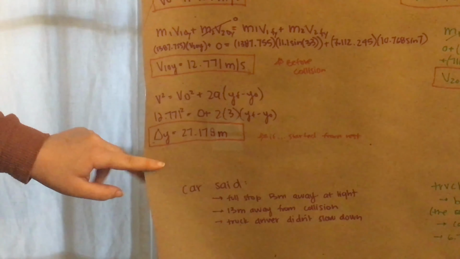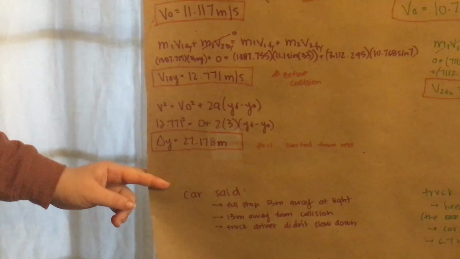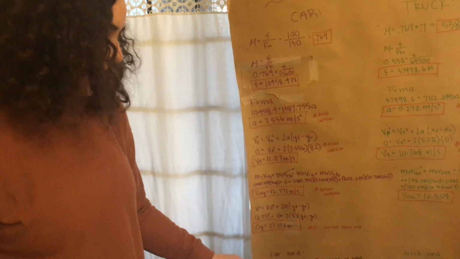We got that the change in y was 27.178 meters, and that is not 13 meters away from the collision as the car said, so the car was not at a full stop.